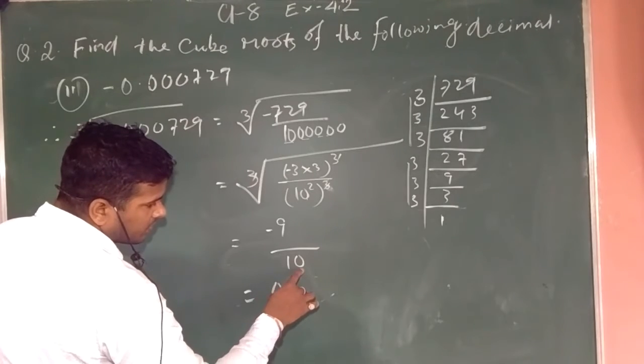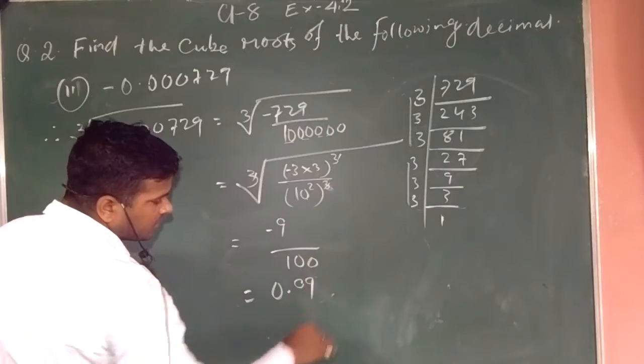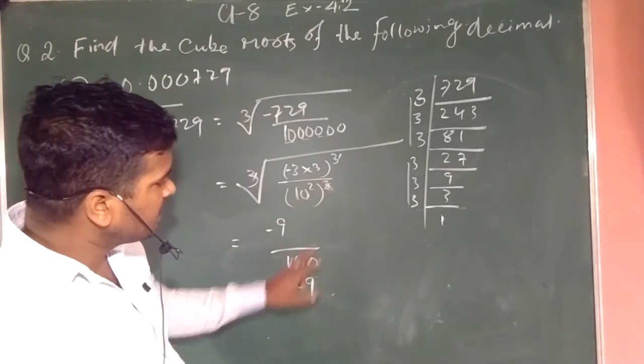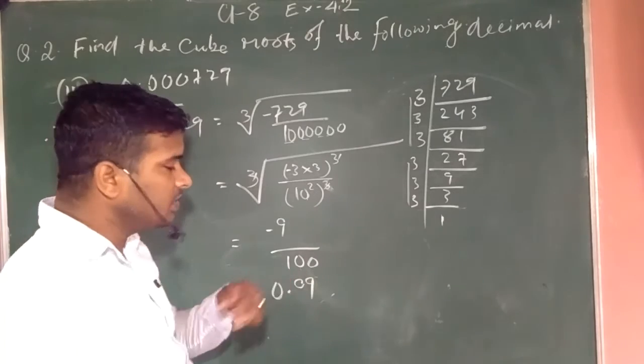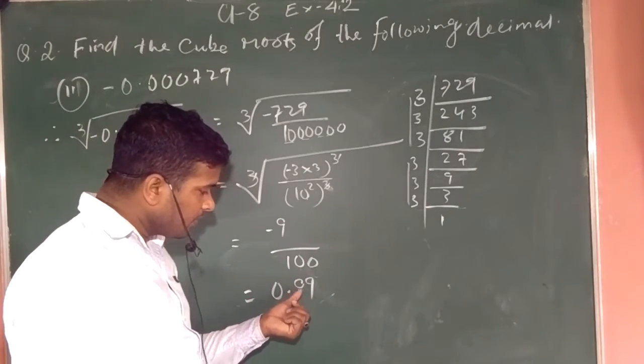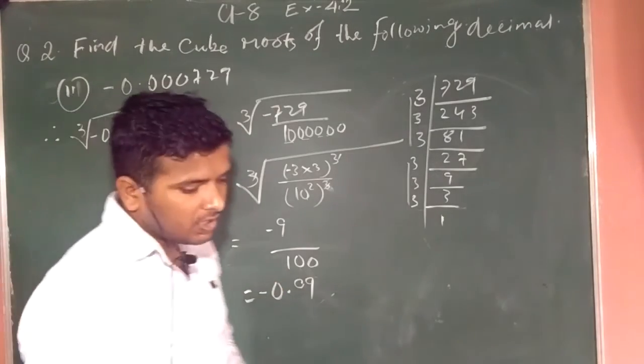10 squared means 100, and 100 means 2 digits. So after 2 digits we need to put the point. So the answer is minus 0.09. This is Roman number 2.